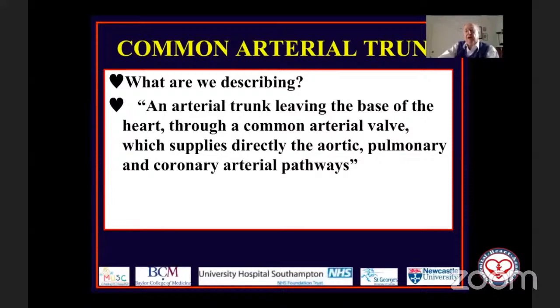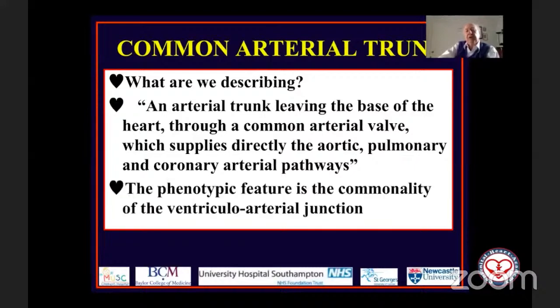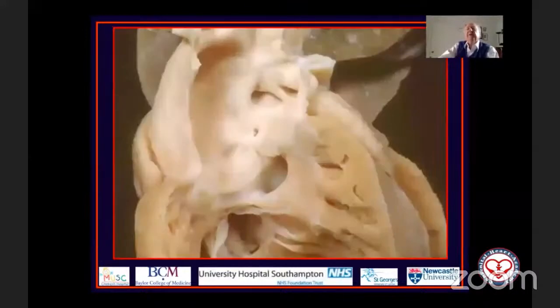We are describing an arterial trunk leaving the base of the heart through a common arterial valve, supplying directly the aortic, pulmonary, and coronary arterial pathways. The major feature here is that the phenotypic feature is the commonality of the ventriculo-arterial junction. So that is why we should be thinking of it as common. So this is what we're going to be talking about.